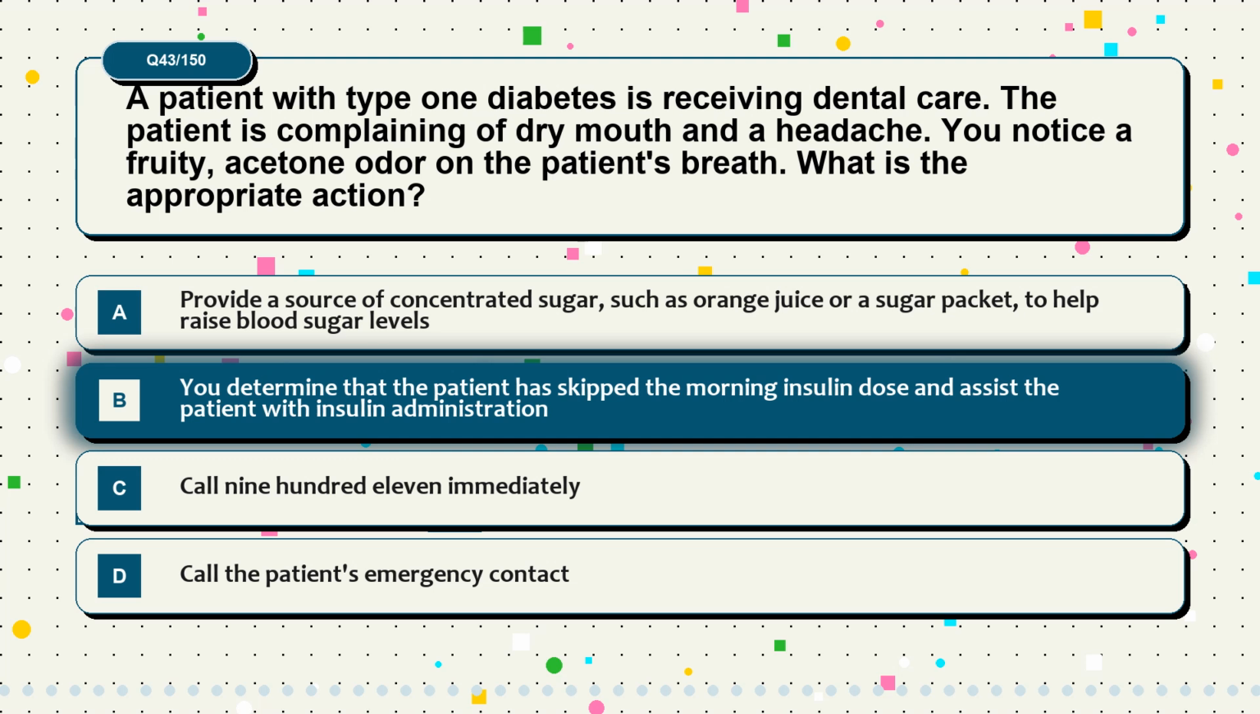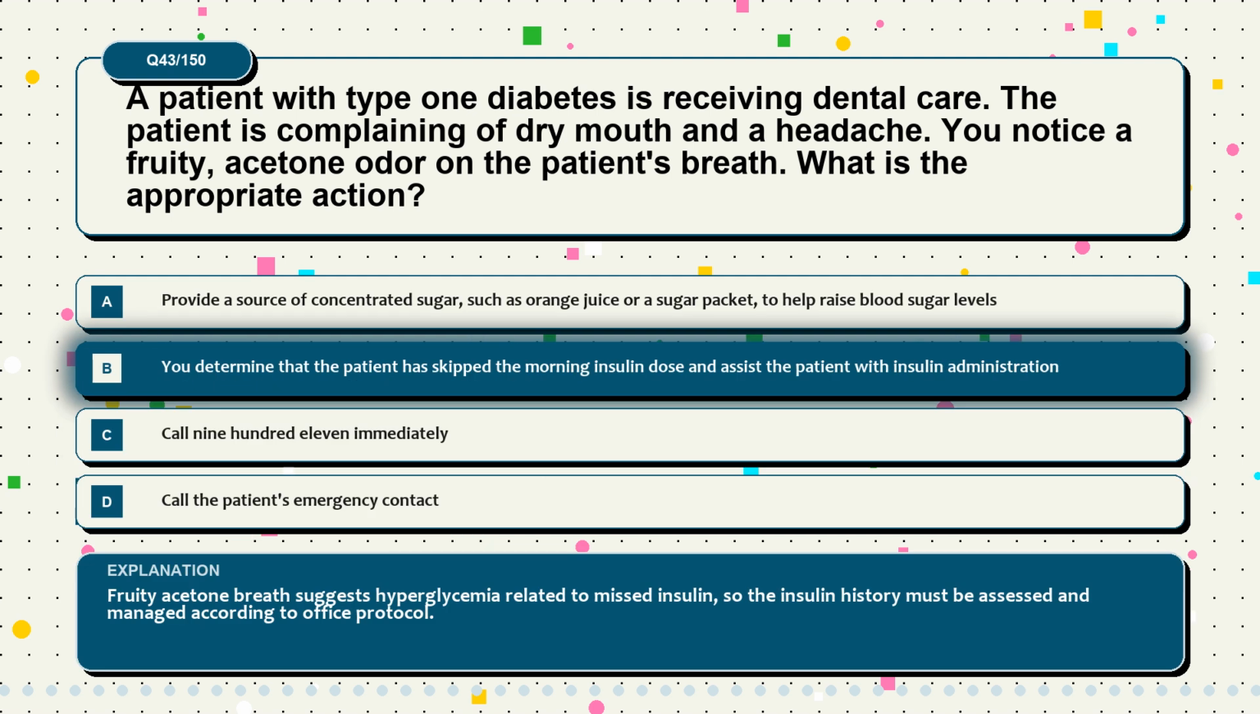The correct answer is option B. You determine that the patient has skipped the morning insulin dose and assist the patient with insulin administration. Fruity acetone breath suggests hyperglycemia related to missed insulin, so the insulin history must be assessed and managed according to office protocol.